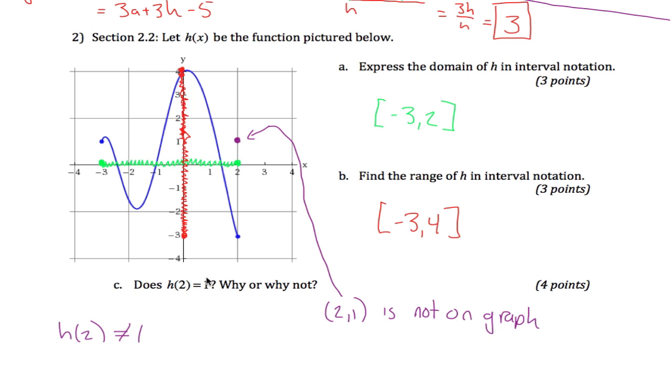We could figure out what h of 2 equals. It's the height when x equals 2. It looks like it's -3 in this case. But you're not asked to do that, just to explain why or why not, which I got over there. And that is the end of the quiz.